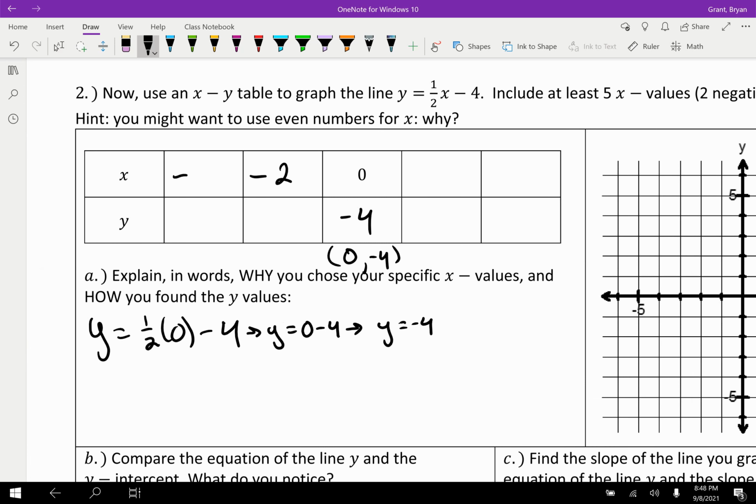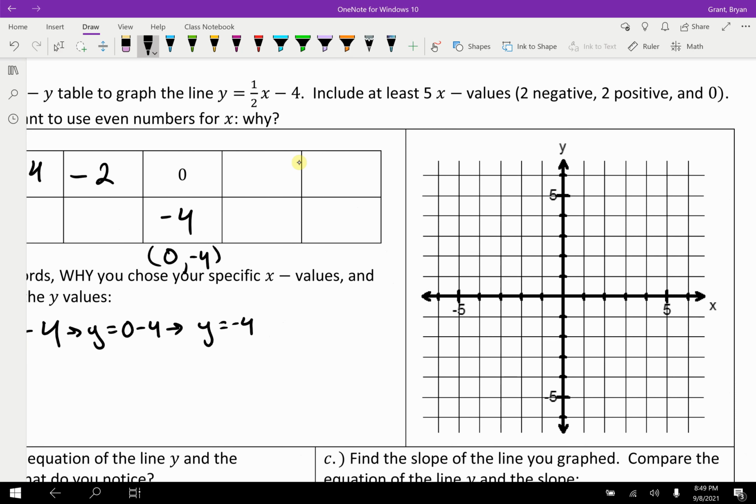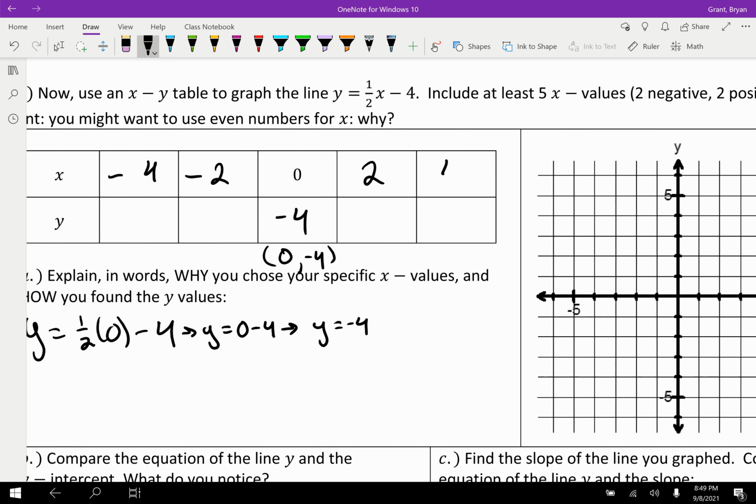So let's use some even numbers that fall on the graph. On the negative side, maybe -2 and -4. On the positive side, maybe 2 and 4. Remember to find the y values, and I'll just use the positive numbers first. We just take this and substitute it in. And now we're going to do some mental math. Half of 2 is 1. 1 minus 4 is -3. Let's use 4. Half of 4 is 2. 2 minus 4 is -2.